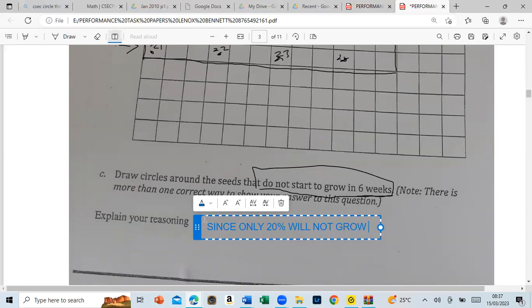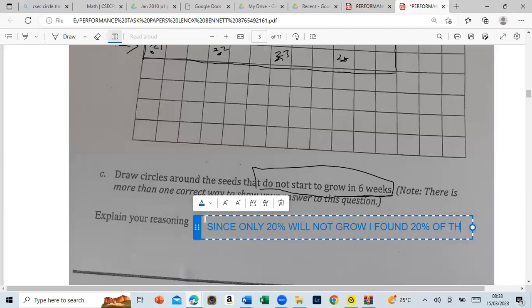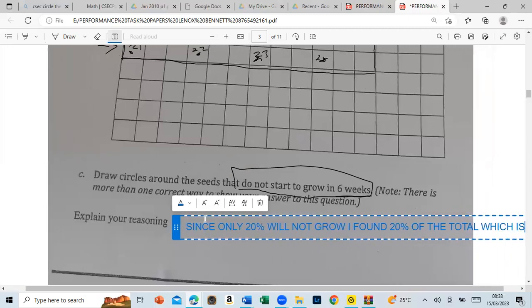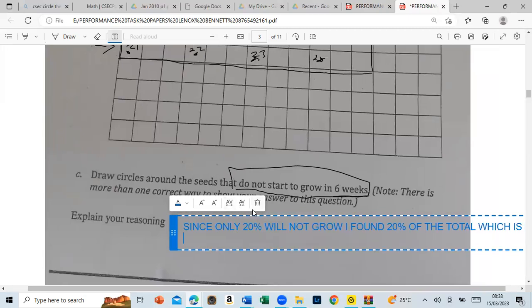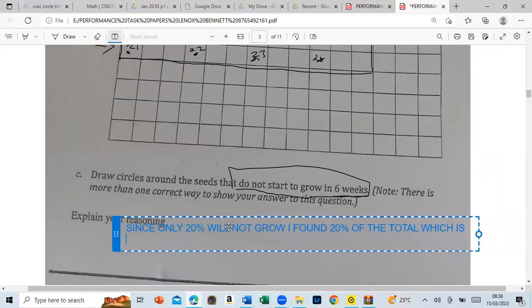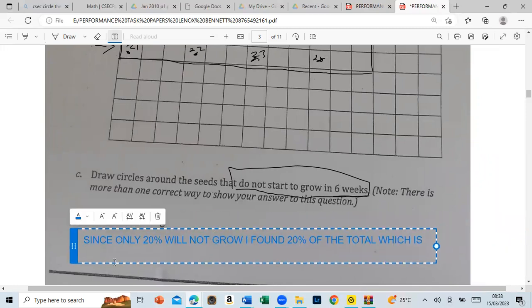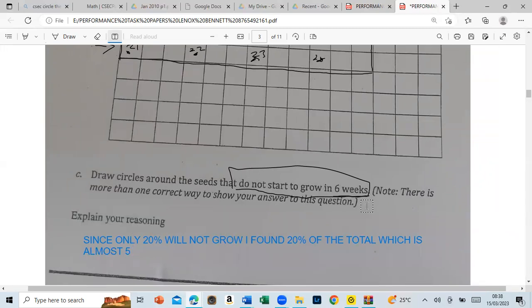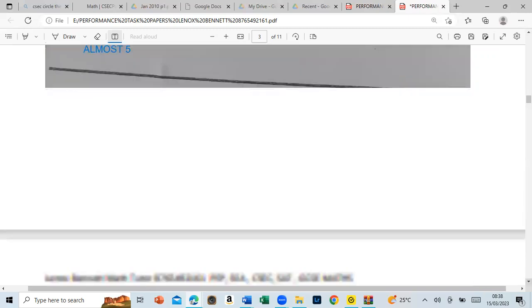So I found 20% of the total, which is almost 5, so let me just work with 5. I could have chosen 4, but I just chose 5, as it's so close. When I round it up, it will be 5, naturally. Alright, so that's it. Let's see what else they have in store for us.